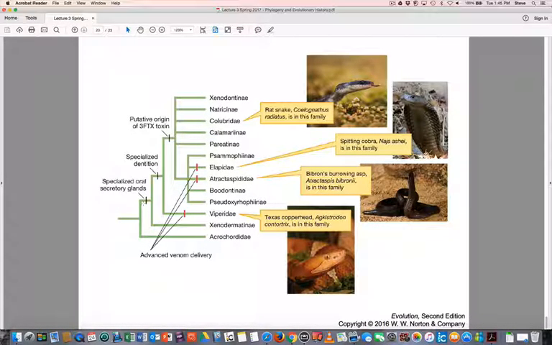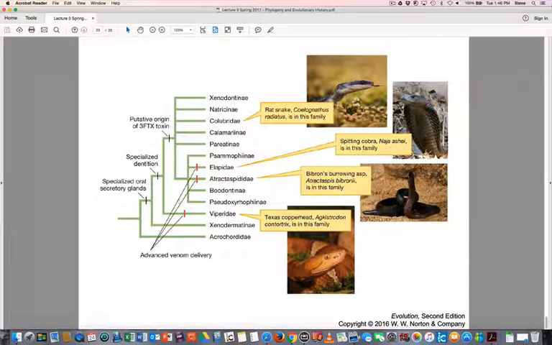The basic idea here is, again, we're mapping the origin of traits onto a tree. What we see in this case is there is a group of snakes that include all of these species that have specialized oral secretory glands, and they all have that. Then up on this branch, which includes all the viperids and all the cobras and rat snakes and all sorts of other things, they have specialized dentition. Usually this involves fangs and things like that that help to catch prey and immobilize prey, maybe through toxin delivery and all sorts of things.